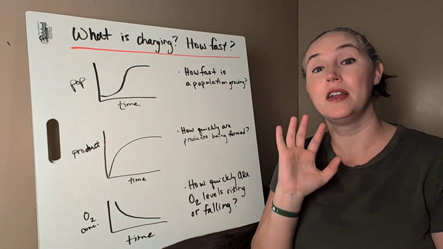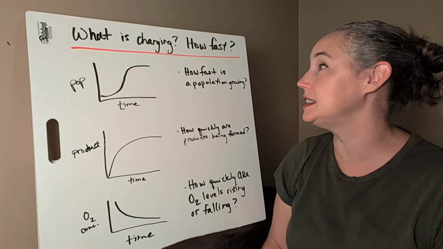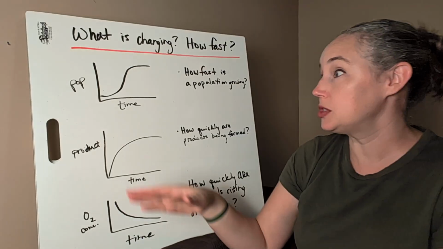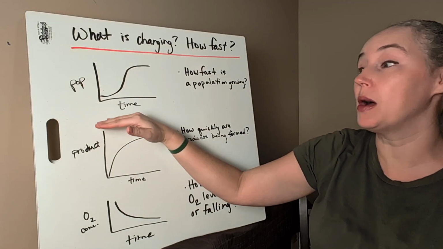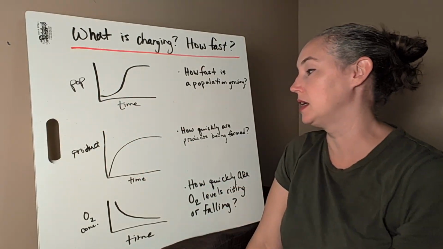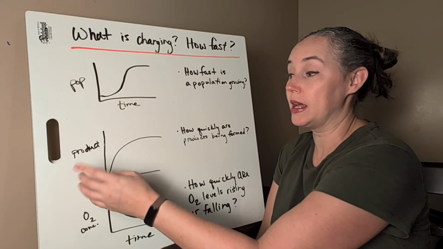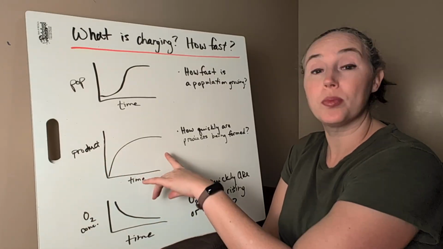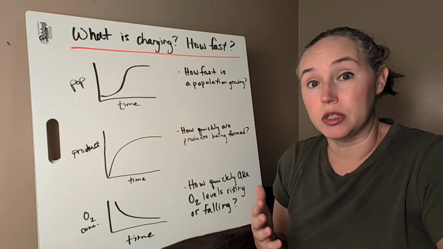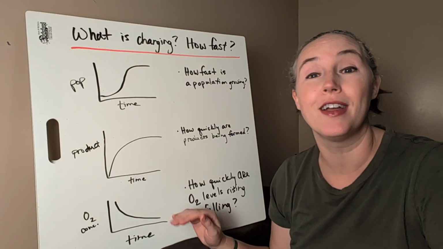The questions that we want to ask when looking at graphs or data that involves a dy over dt is what is changing and how fast is it changing. Perhaps you could be looking at a population growth graph and be asking how fast is the population growing. Or if this is an enzyme catalyzed reaction graph, how fast are products being produced? Or maybe if it's a photosynthesis or respiration lab graph, how quickly are O2 levels rising or falling over time?